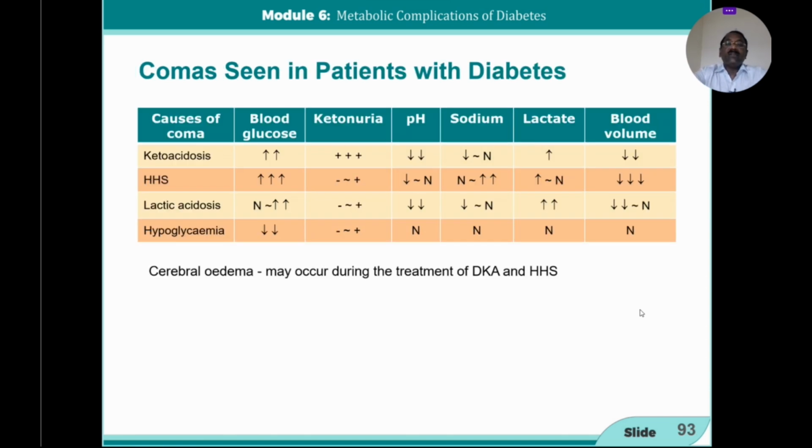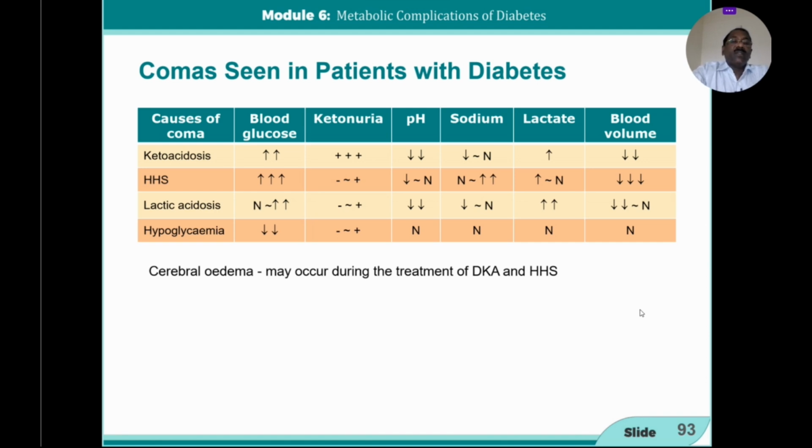See, this is a very good slide. It shows you all the 4 causes of acute metabolic coma: ketoacidosis, DKA, HSS, lactic acidosis, and hypoglycemia. So what will happen to your blood glucose? In ketoacidosis, blood sugar is increased. In HSS, blood glucose is increased. In lactic acidosis, it may be normal or increased. In hypoglycemia, very low.